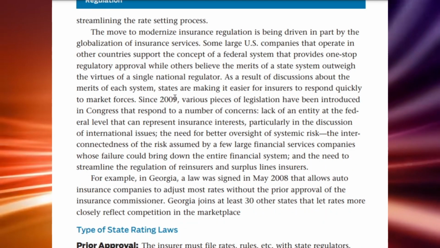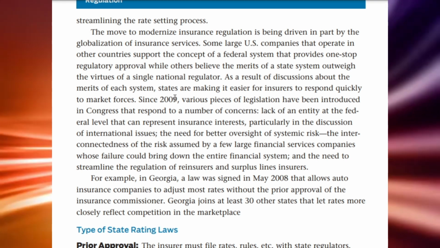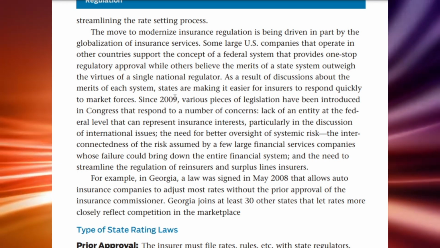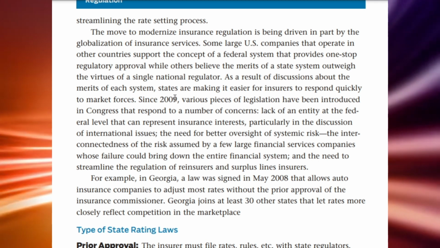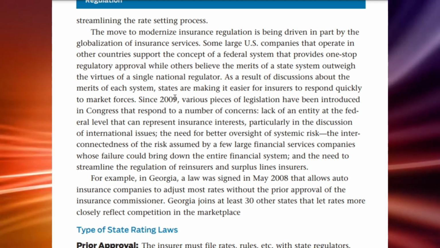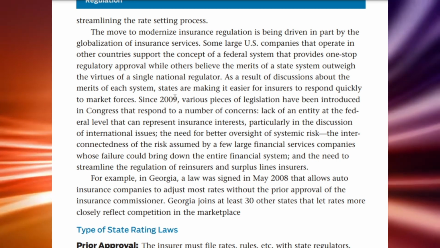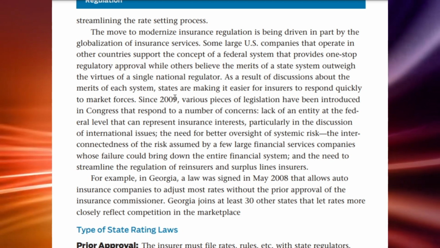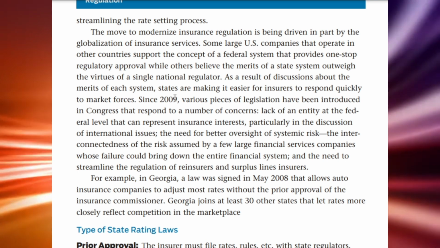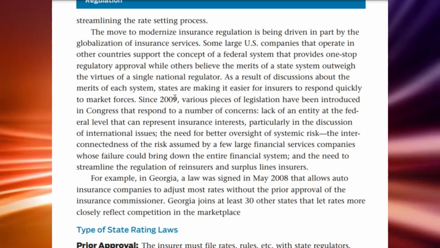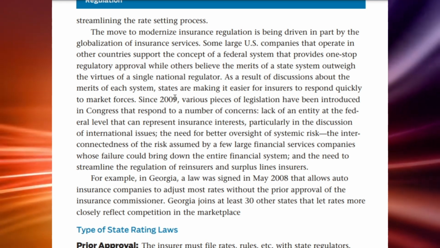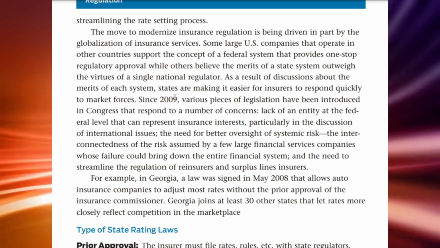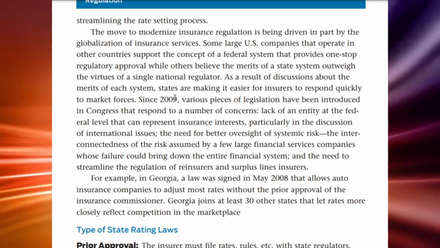The move to modernize insurance regulation is being driven in part by the globalization of insurance services. Some large US companies that operate in other countries support the concept of a federal system that provides one-stop regulatory approval, while others believe the merits of a state system outweigh the virtues of a single national regulator. As a result of discussions about the merits of each system, states are making it easier for insurers to respond quickly to market forces.